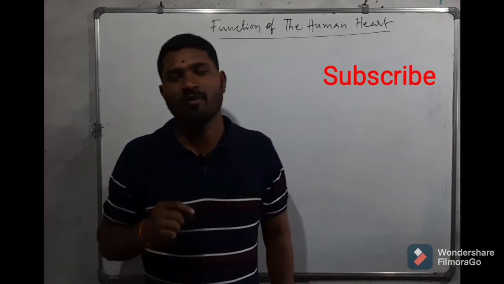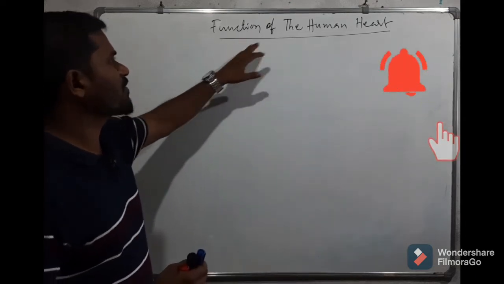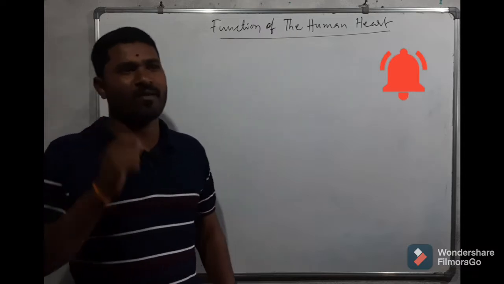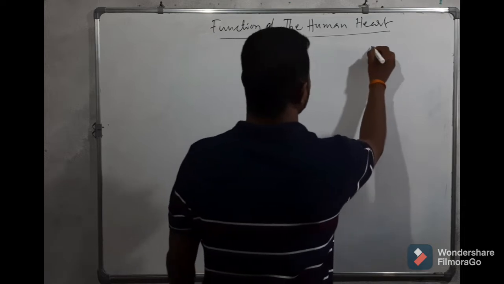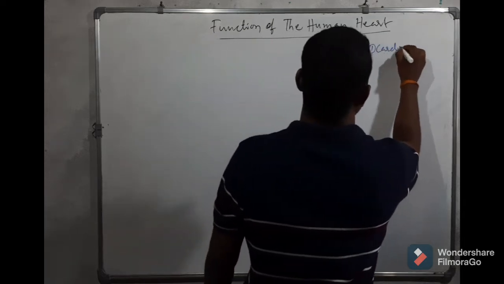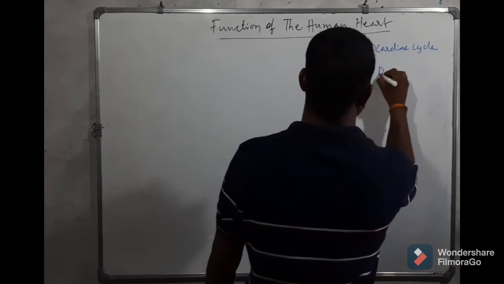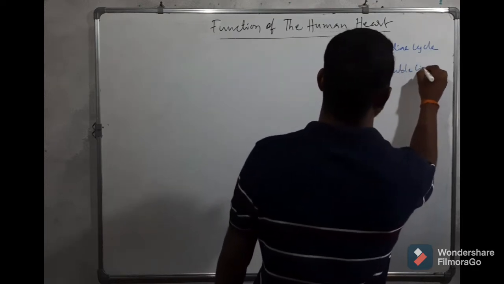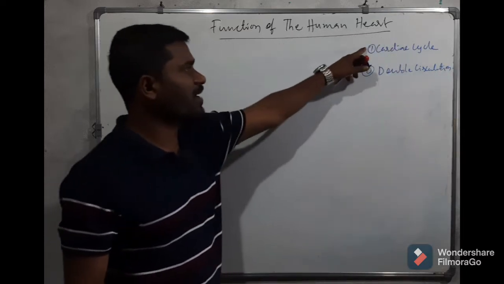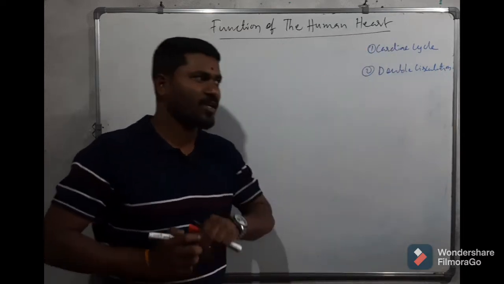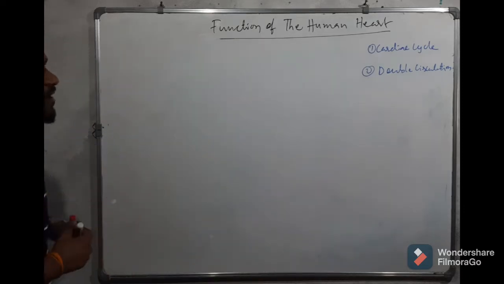In this video I am going to explain the function of the human heart. The function of the human heart includes mainly two things: number 1, the cardiac cycle, and number 2, double circulation. First of all, we will discuss the cardiac cycle.